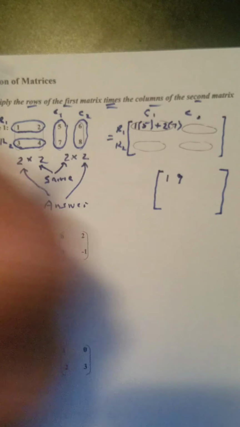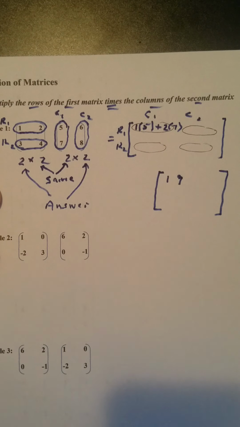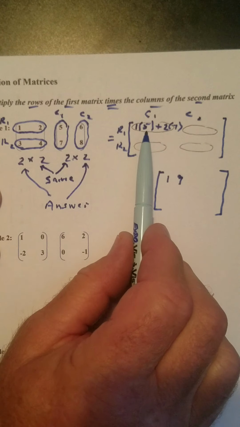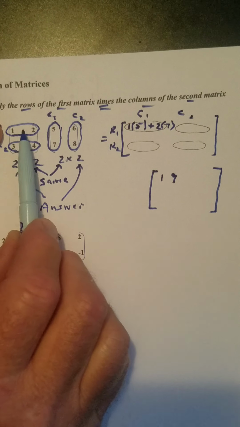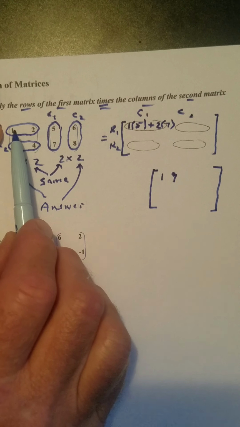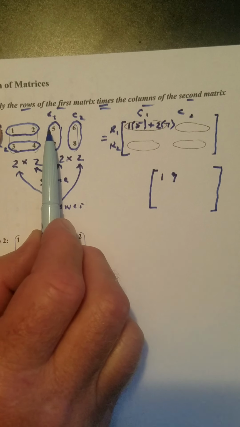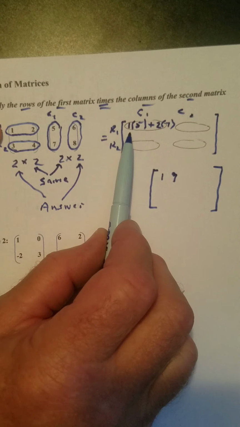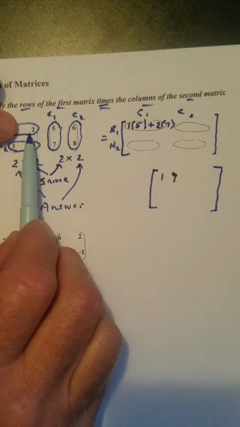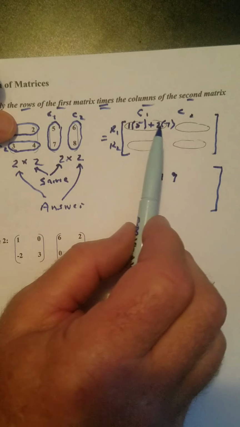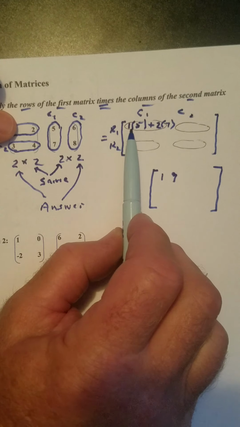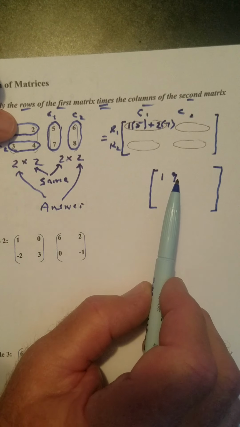So I'm showing you the work up on this one. That was row 1, column 1. I took row 1 here, the 1 and the 2, times the 5 and the 7. You take the corresponding numbers. 1 was the first one here, 5 is the first one there. So 1 times 5. 2 was the second number, 7 was the second number. So 2 times 7. Then you get 5 plus 14, which gives you 19.